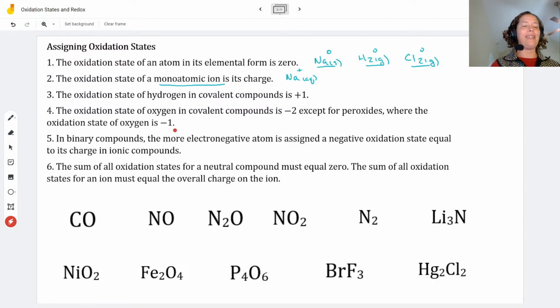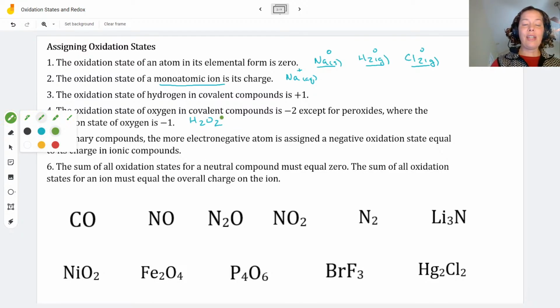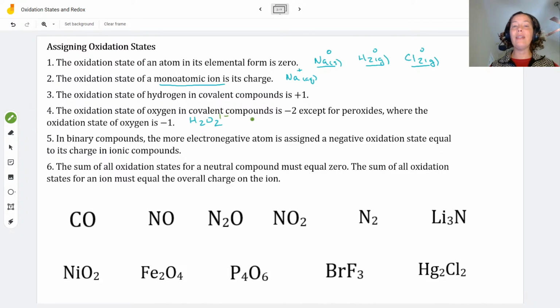We don't really see these very often. The most common example is hydrogen peroxide. In hydrogen peroxide, the oxidation state of oxygen is -1. The oxidation state of hydrogen is actually +1. So that is the exception to the oxygen rule, but in general, oxygen is always going to be -2, and that's a great rule to come back to.